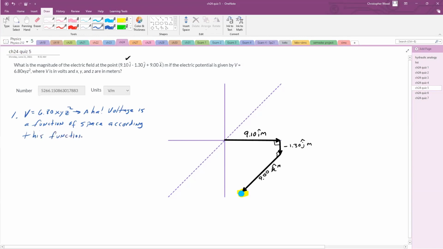It turns out that because we know the linkage between voltage and the electric field, we can reverse engineer it. So number 2, let's reverse engineer to find the electric field at point P.